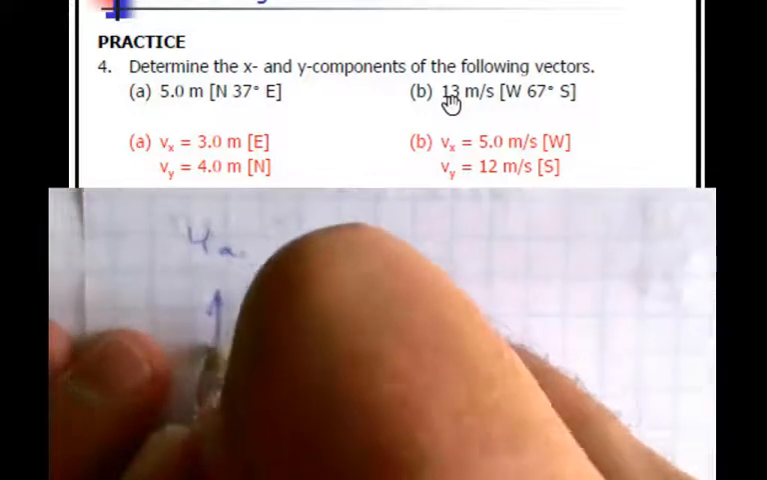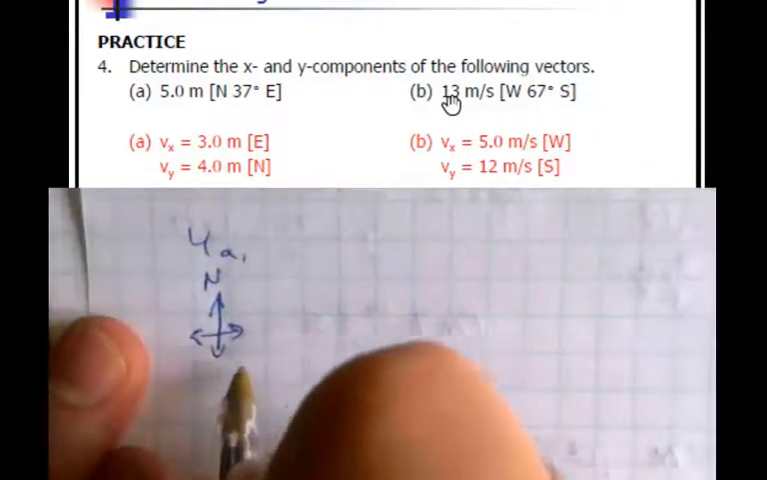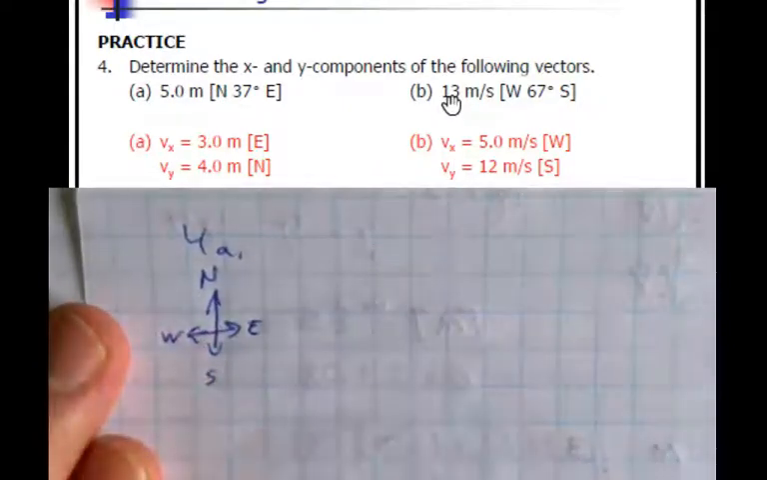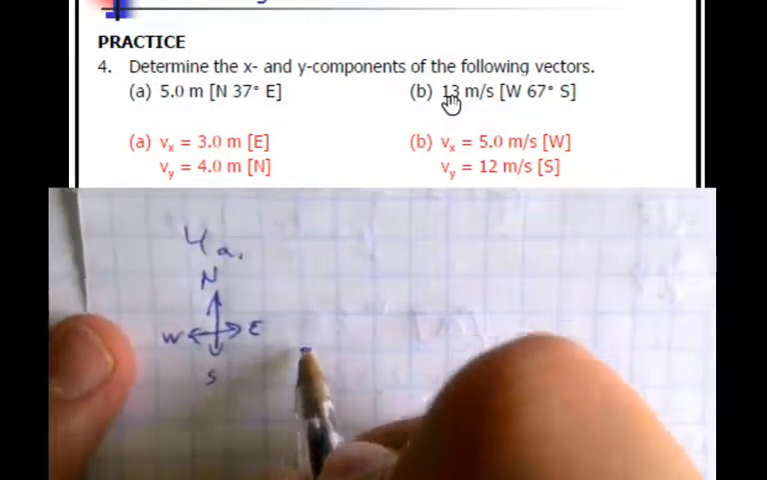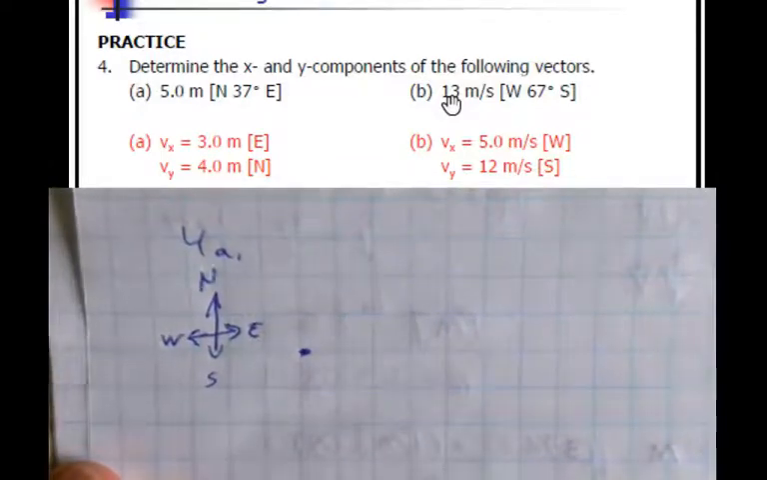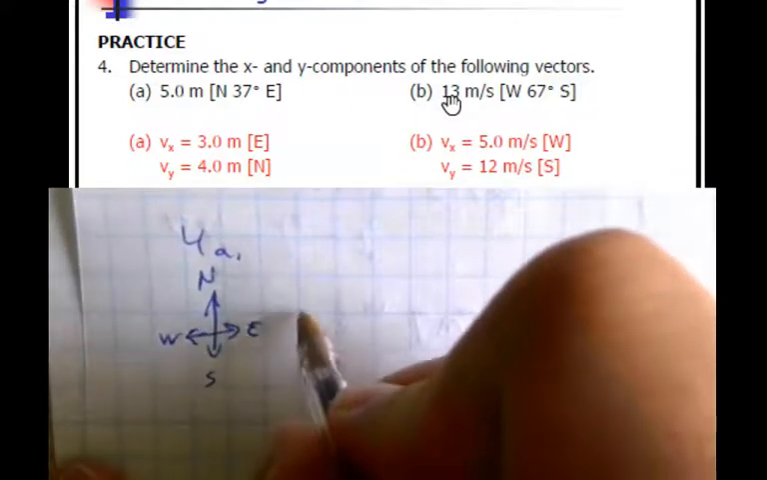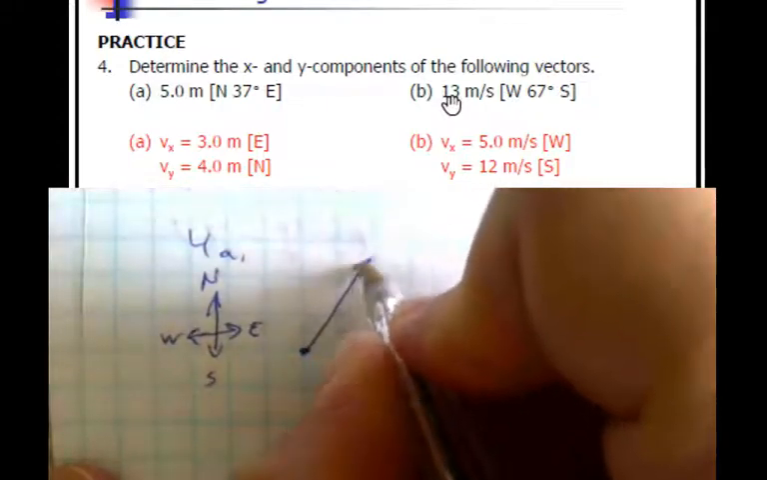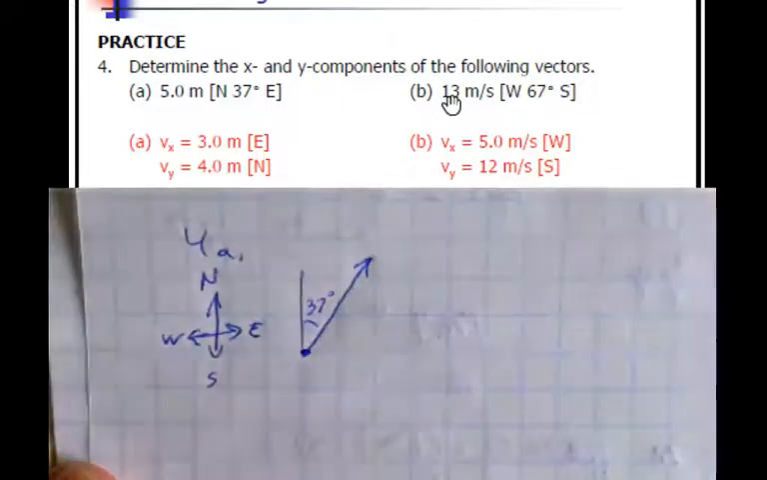So I will make a little wind rose here. North, south, east, west. And if I am having a displacement vector like this, 5 meters, I would be traveling essentially north and then making a 37-degree turn towards the east. So it'd be something like this. That's not the best 37-degree angle, but we don't have to be accurate in the sketch.